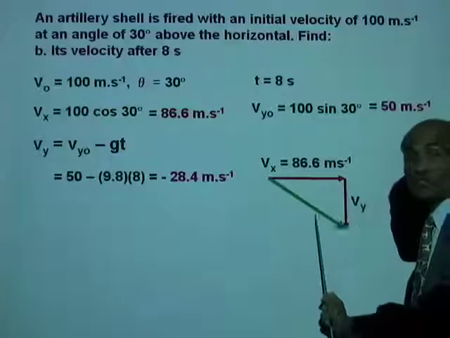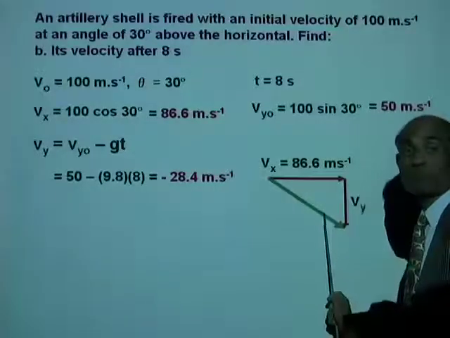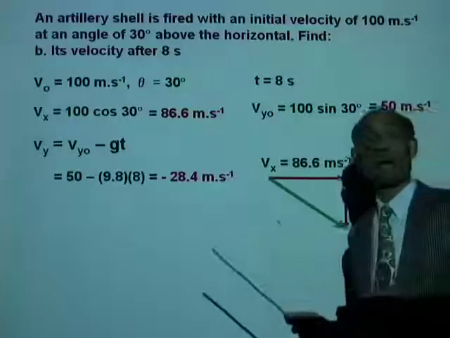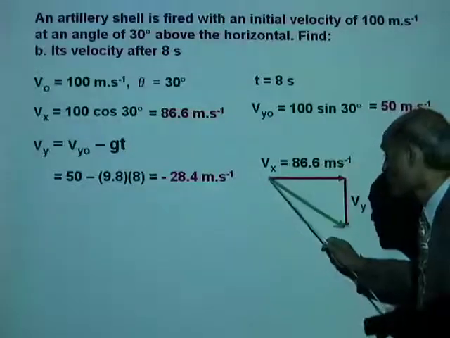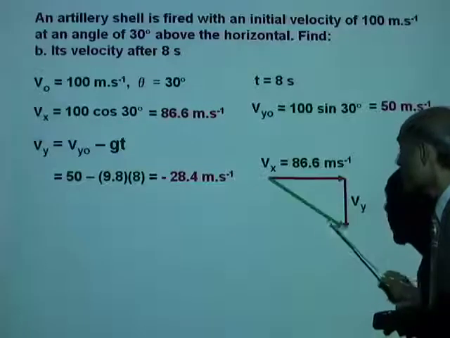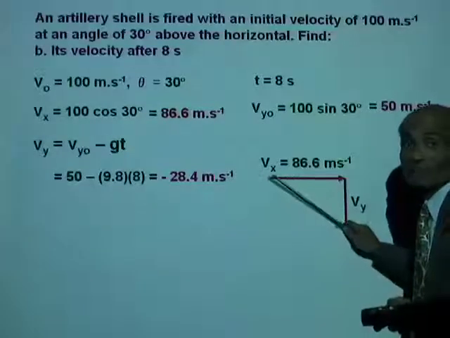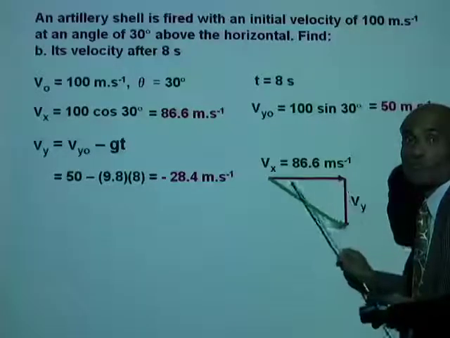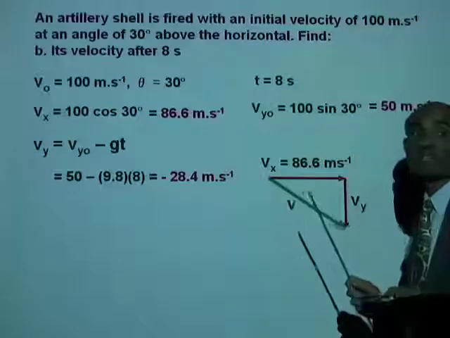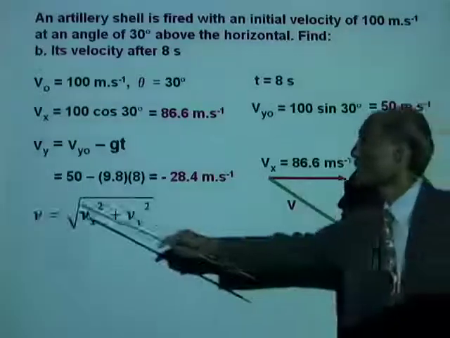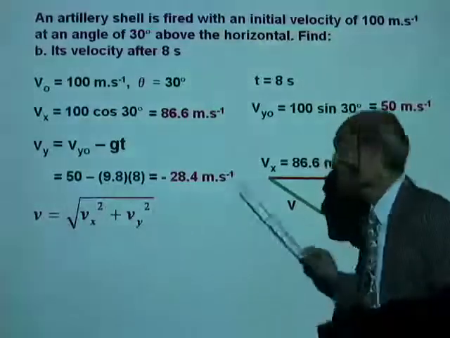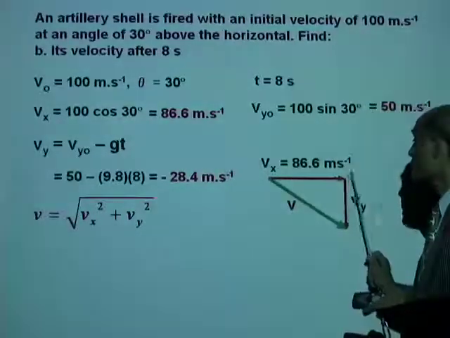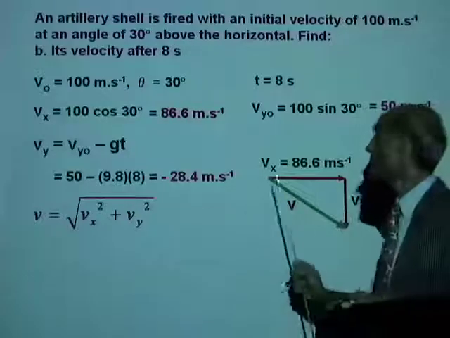And so this is the velocity of the projectile at that time. We need to find the magnitude and the angle of the velocity. The magnitude is the length of this vector. What is the length of this vector? It will be the square root of Vx squared plus Vy squared. So the magnitude of V is equal to the square root of Vx squared plus Vy squared.